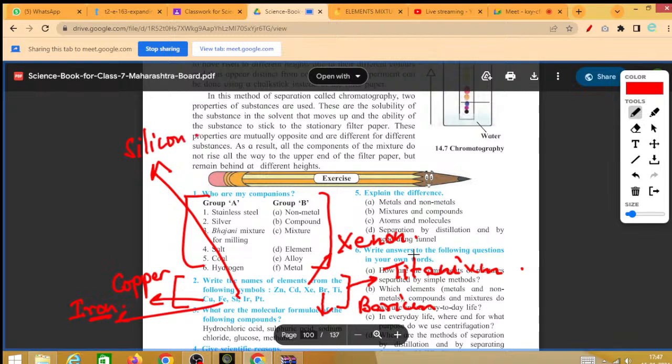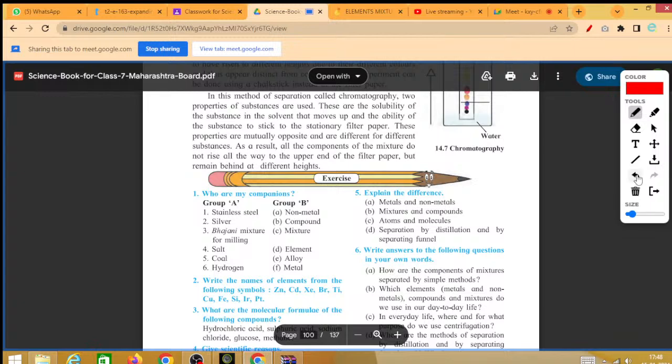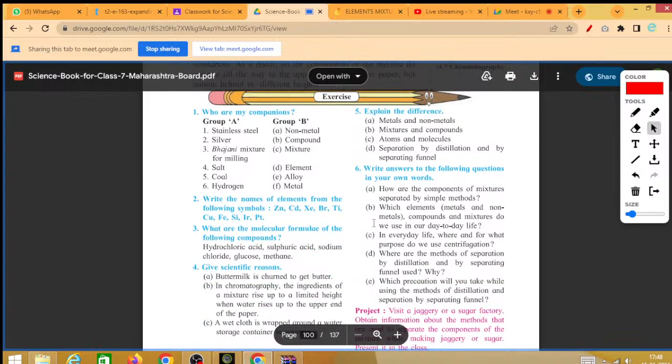Yes. Iridium. Iridium. P means platinum. Platinum. Write down these elements. See, everything you don't remember, you have to write it, learn it. Okay? Chalo, next question, Anjali.